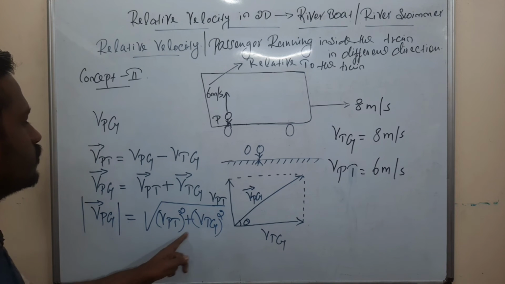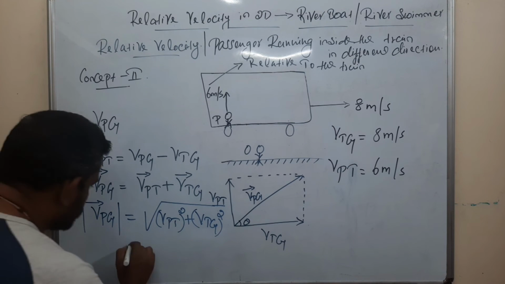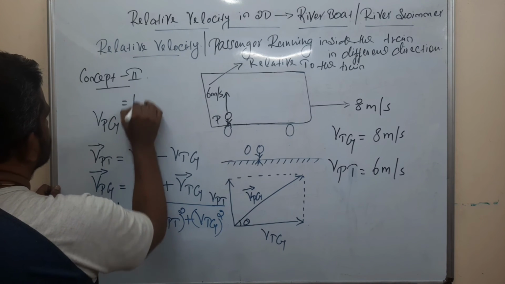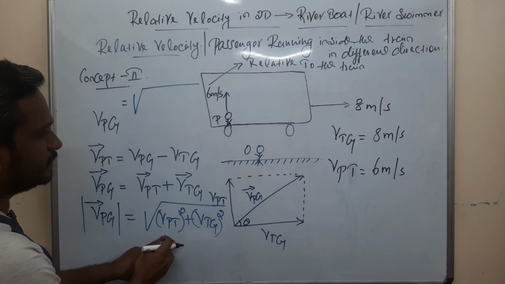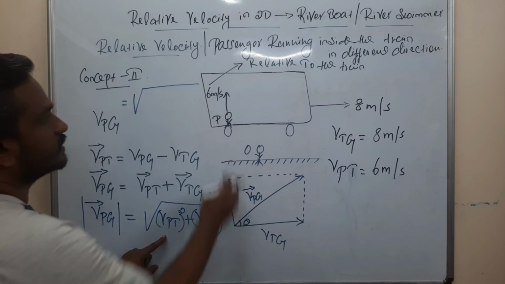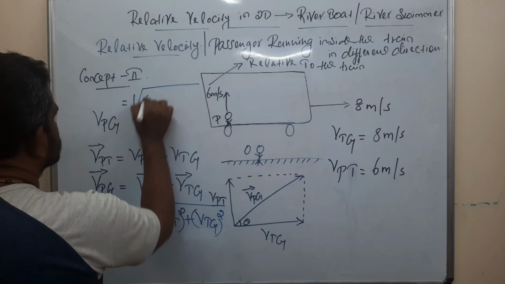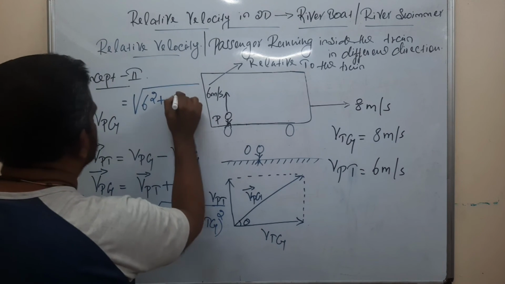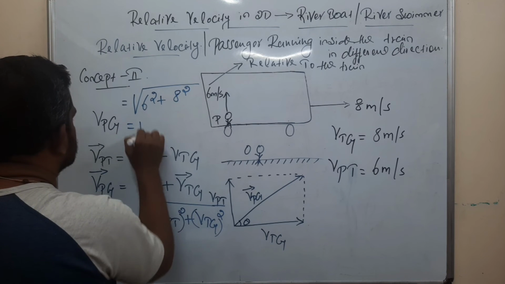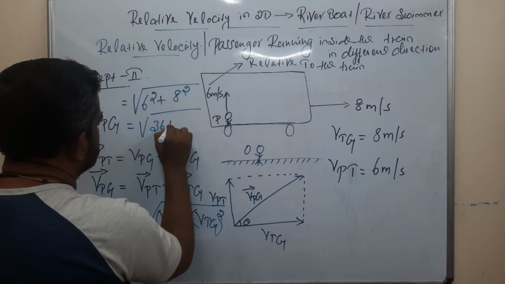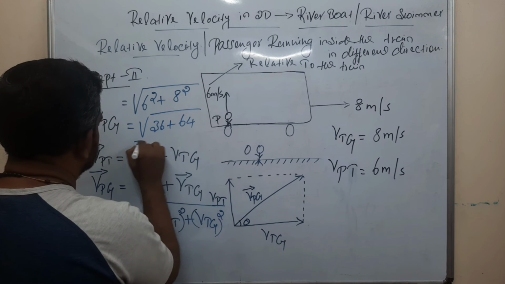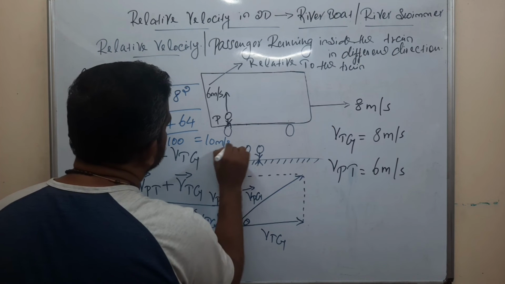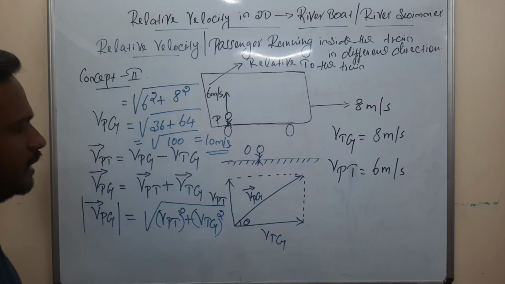So it is the square root of Vpt square plus Vtg square. Vpt is 6 meter per second, so 6 square, plus Vtg, which is 8, so 8 square. That is equal to the square root of 36 plus 64, which is the square root of 100, equal to 10 meter per second.